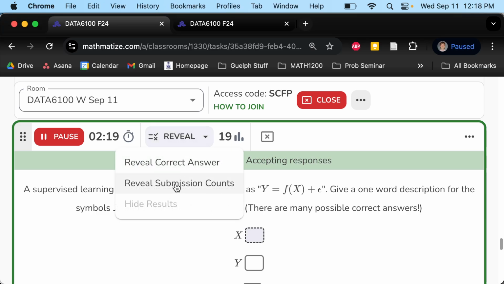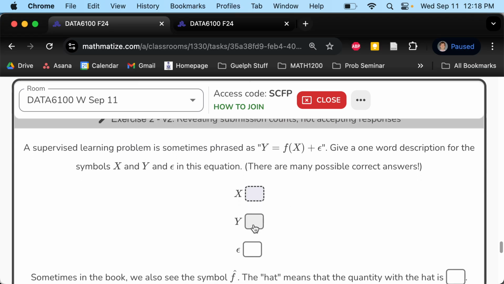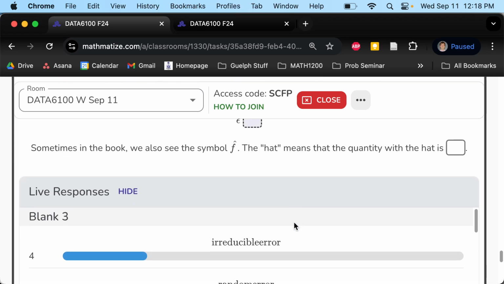Okay, reveal counts. Okay, x and y, we want epsilon. All right, and now we have 4 people who typed in 2 words, irreducible error, and that is exactly the right answer. Irreducible error is what they call it in the textbook, and it is this idea of error that cannot be reduced. Even if you are the best possible data scientist in the whole world, and even if you do things perfectly, and even if you have an infinite amount of data, you will never get rid of this error, because this is the irreducible error.